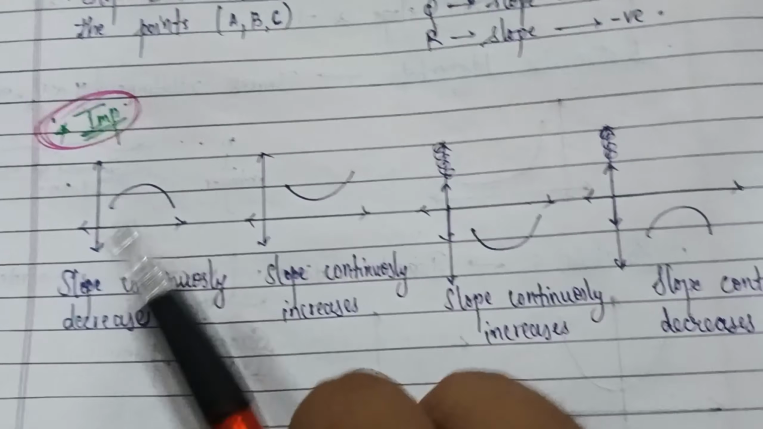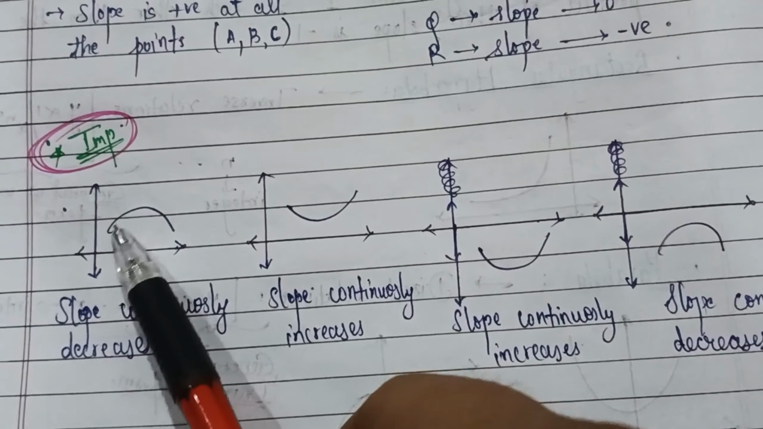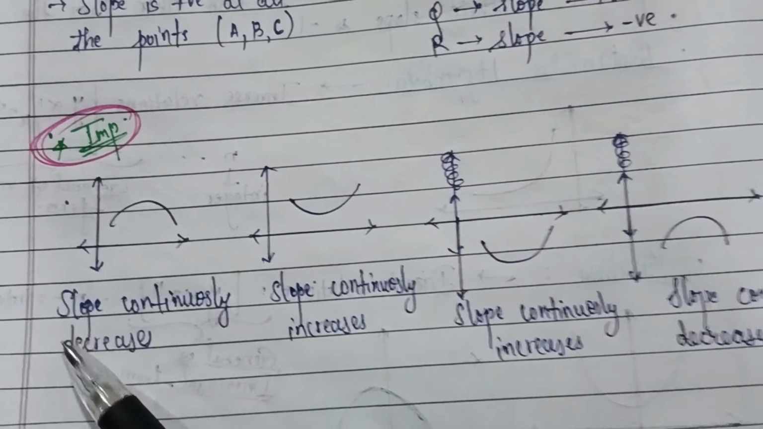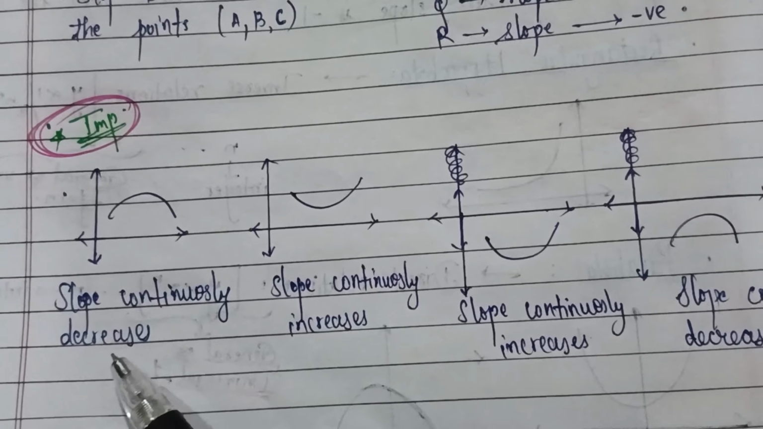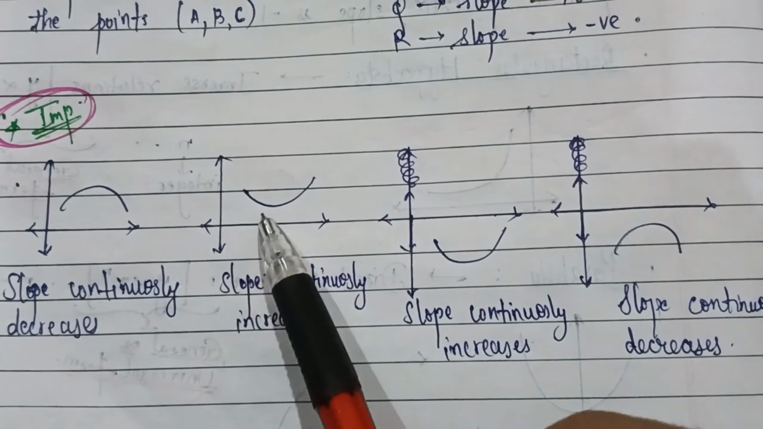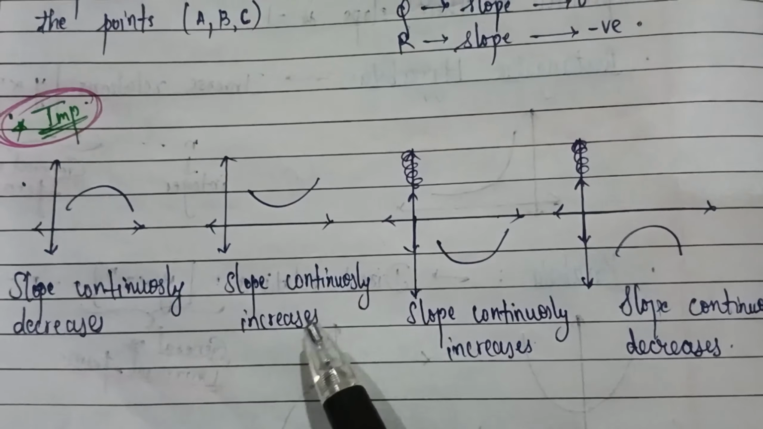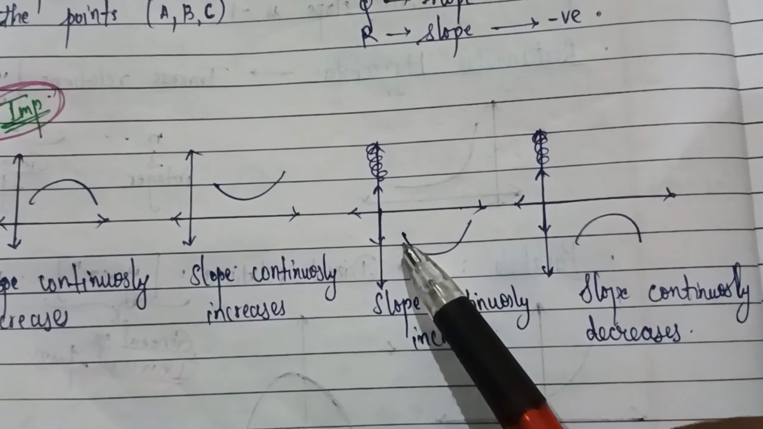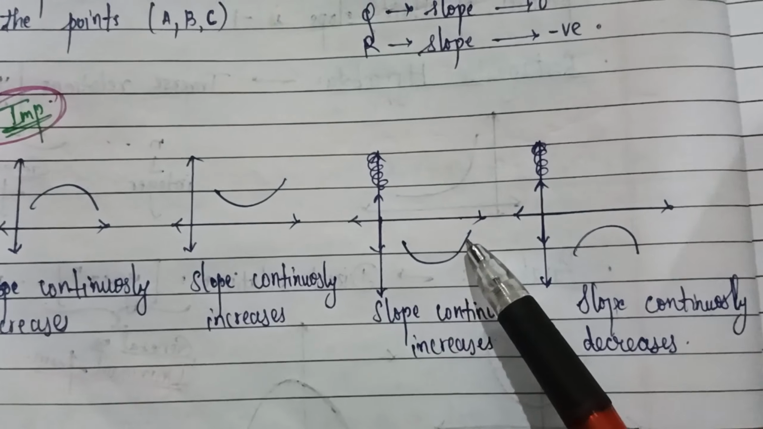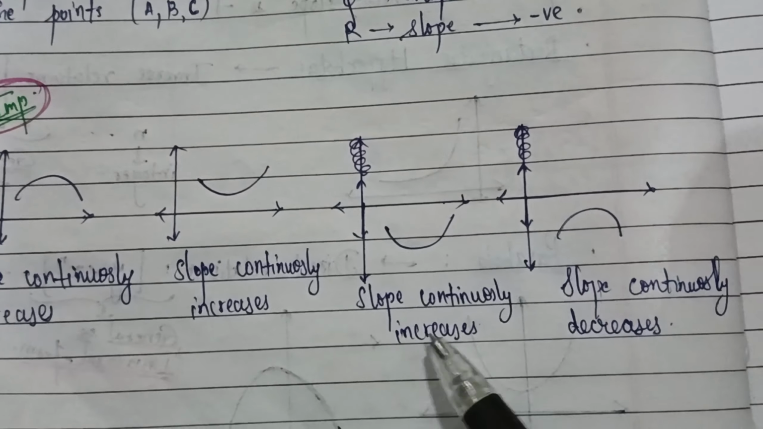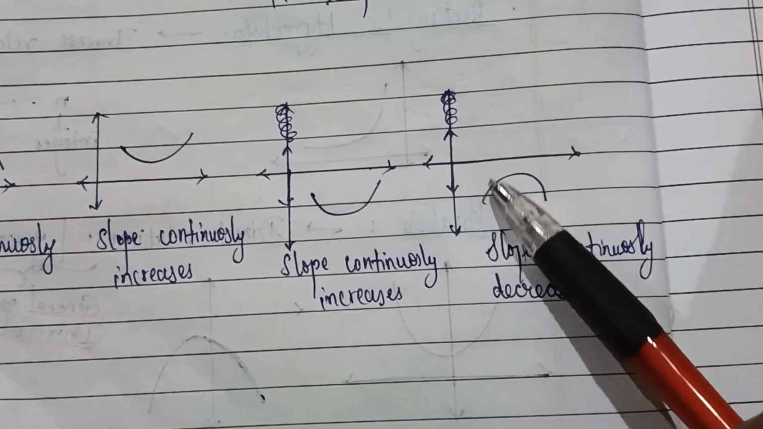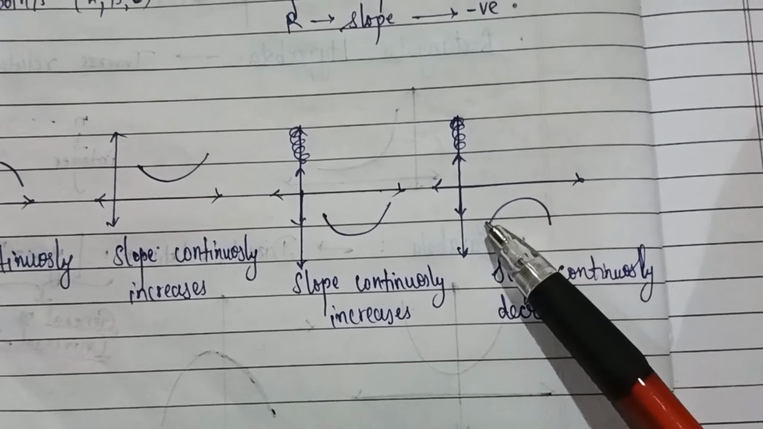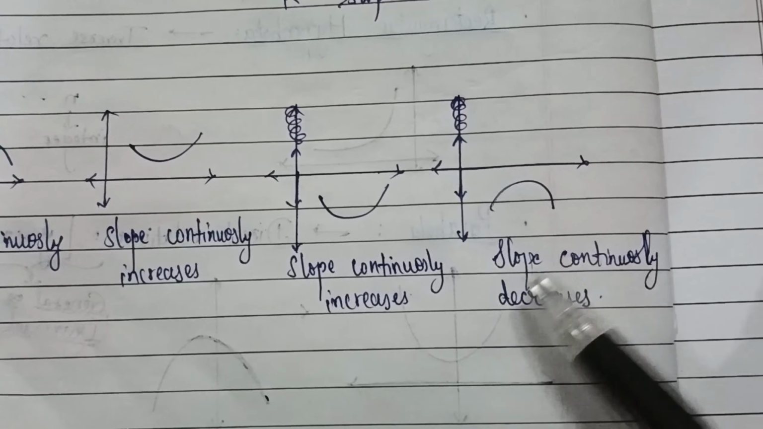Here is an important point for all of you. If the graph resembles this pattern, the slope continuously decreases. If the graph is in this pattern, the slope continuously increases. If the graph is in the fourth quadrant, but it is still in this pattern, the slope continuously increases. If the graph is in the fourth quadrant, but in this pattern, the slope continuously decreases.